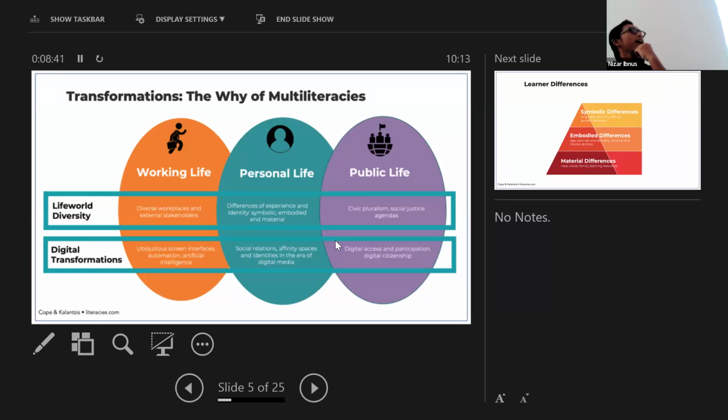There are at least 3 areas of life: working, personal, and public. And all of these areas have gone through transformation in terms of diversity and digitalization. For example, in working life, especially in the 21st century era.